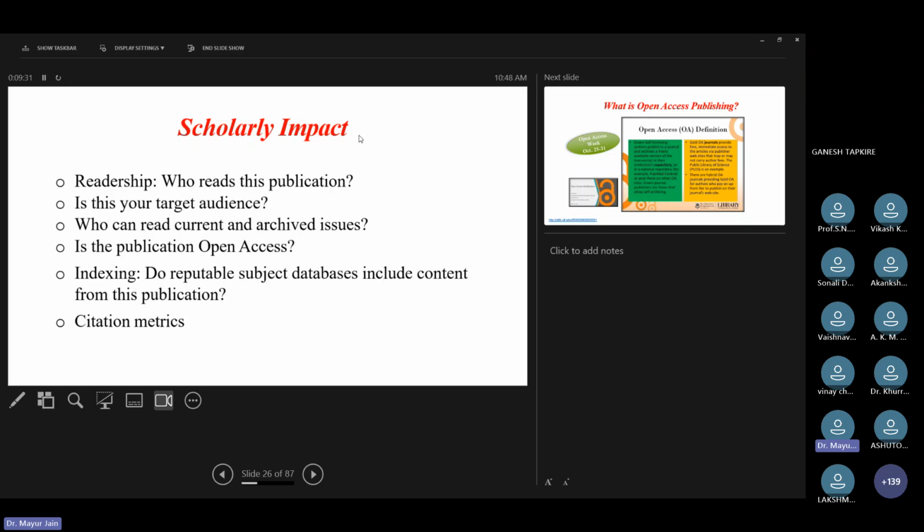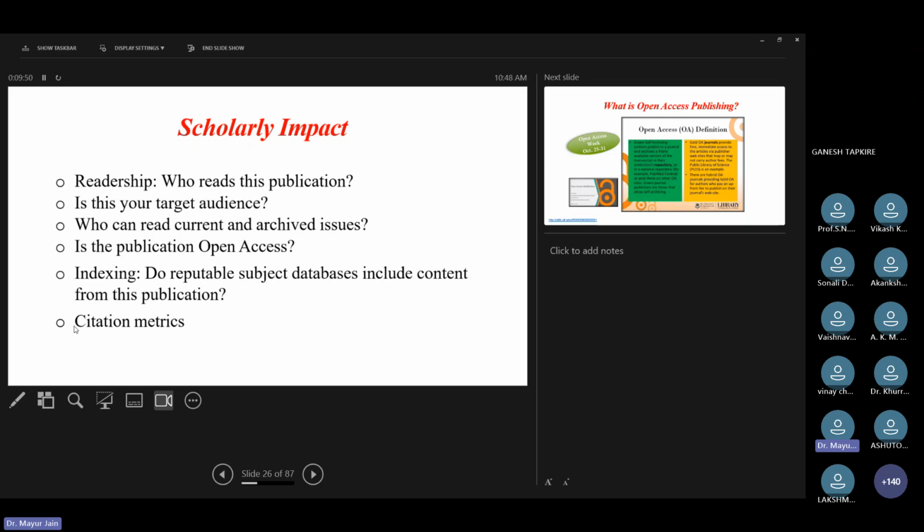And then based on that audience, you try to find out in which particular journals, or in which particular publishers, you will find that kind of audience, right? So that is also one thing. Whether it is open access, that again I think we have discussed, whether it is open access or not, or hybrid mode.